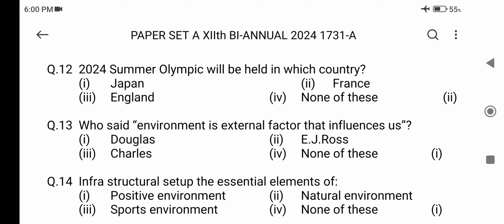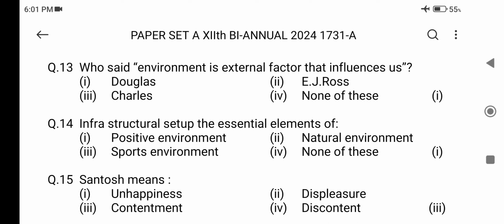Question number 13. Who said environment is the external factor that influences us? Option first Douglas, second E. J. Ross, third Charles, fourth none of these. Answer is option first, Douglas.